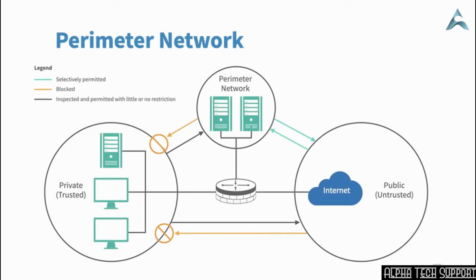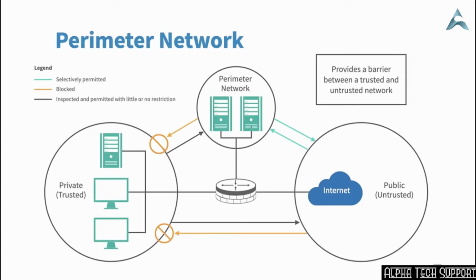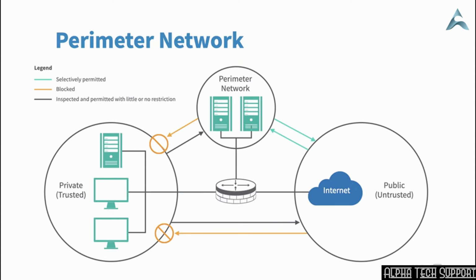A perimeter network provides a barrier between a trusted network and an untrusted network such as the internet. When we take a look at this, a firewall typically has one inside interface connected to the private network, one outside interface connected to the public network, and one to the perimeter network. Now, how does the data flow?